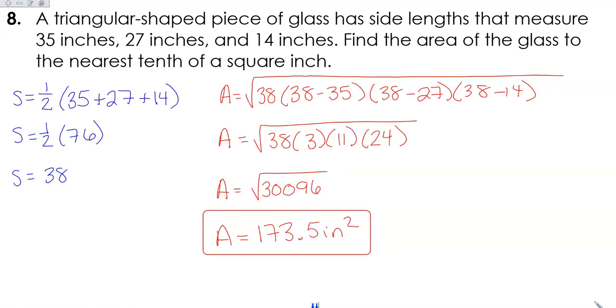All right, go ahead and check your answers. You should have gotten 38 for your semi-perimeter because we're going to add 35, 27, and 14 to get 76, and then divide that by 2. Then we're going to take the square root of the 38, and we're going to do 38 minus A, 38 minus B, and 38 minus C. Okay, we should get 30,096 underneath our radical, and then we take the square root from there and round to the nearest tenth.